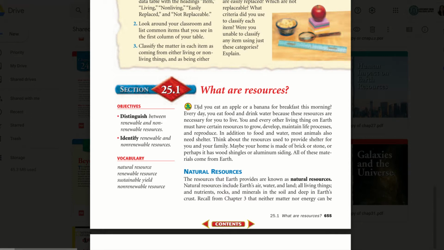Did you eat an apple or a banana for breakfast this morning? Every day you eat food and drink water because these resources are necessary for you to live. You and every other living thing on Earth must have certain resources to grow, develop, maintain life processes, and reproduce. In addition to food and water, most animals also need shelter. Think about the resources used to provide shelter for you and your family. Maybe your home is made of brick or stone, or perhaps it has wood shingles or aluminum siding. All of these materials come from Earth.